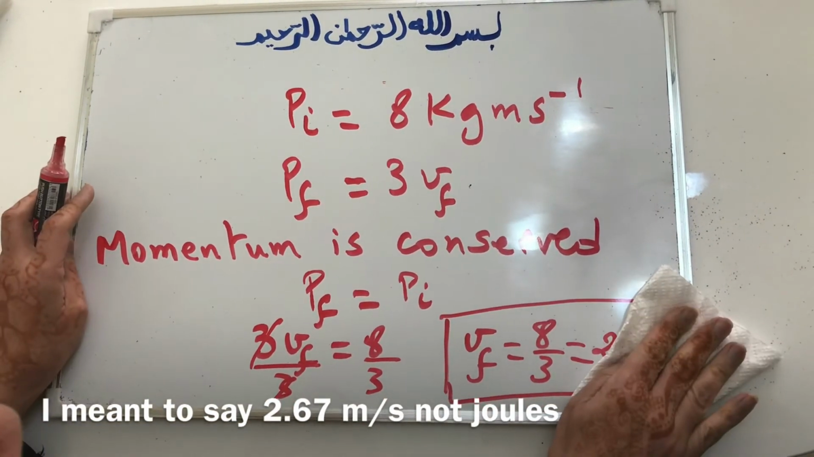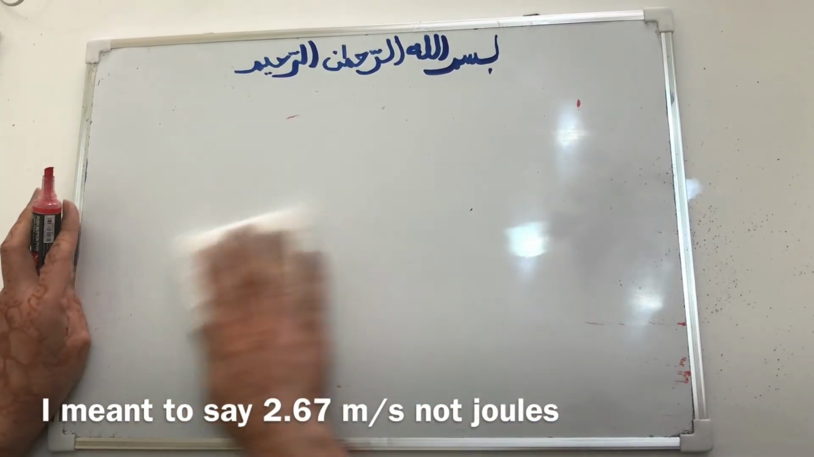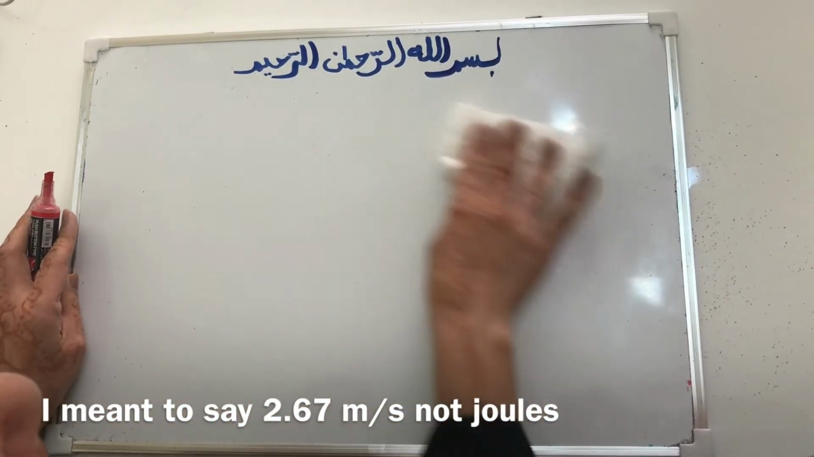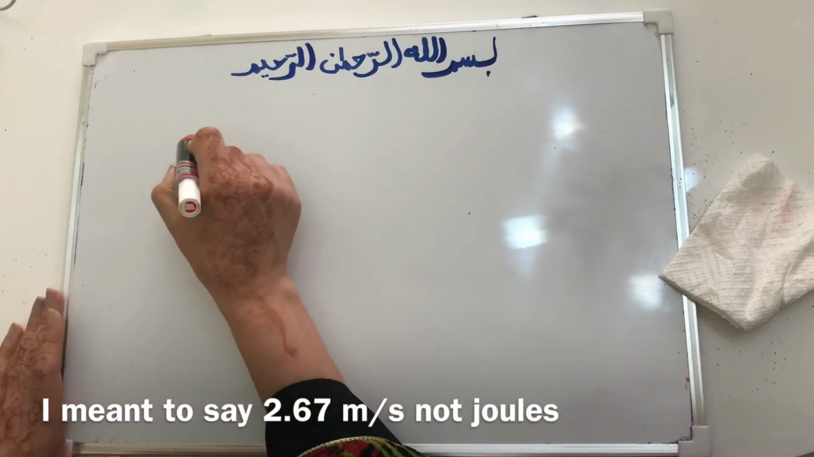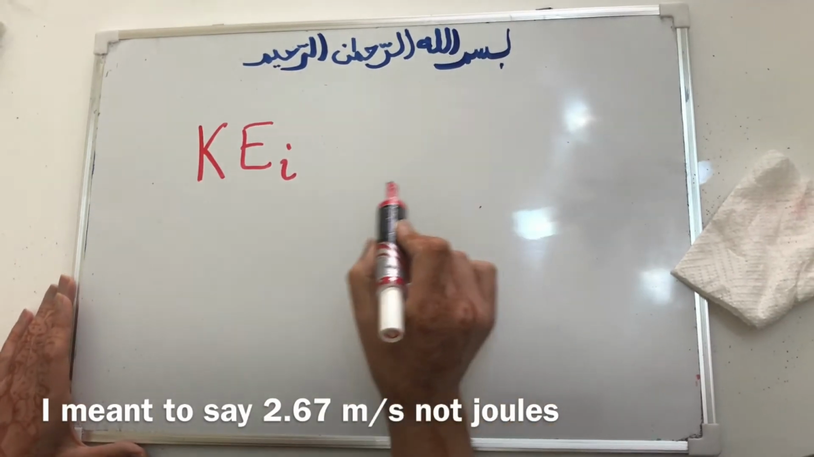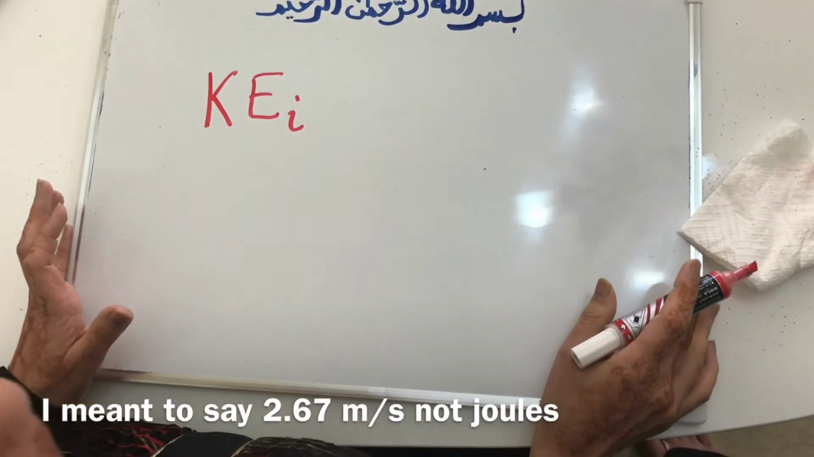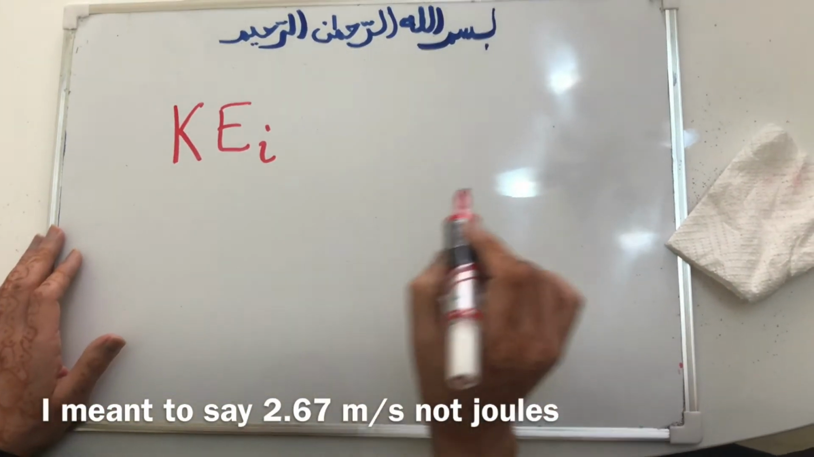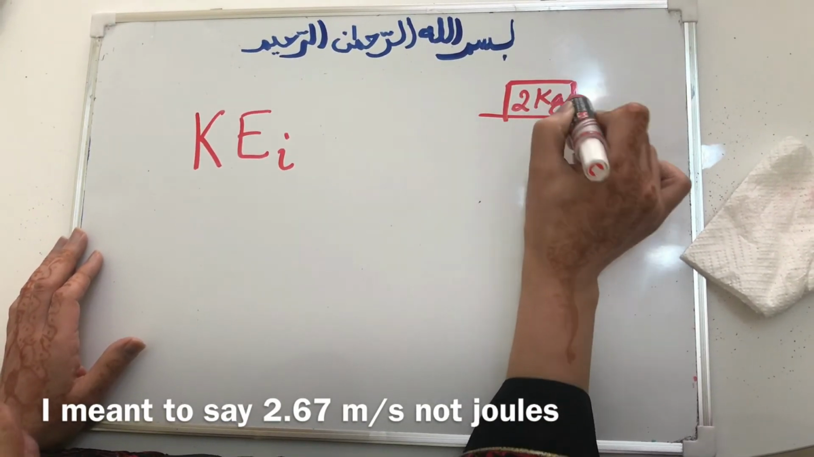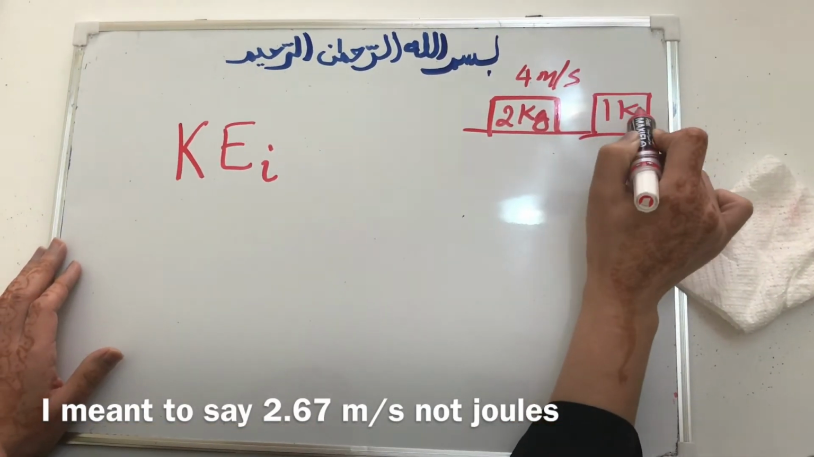Now we remember that, and we're going to see if it is an elastic or inelastic collision. So what do we need to do to see if the collision is elastic or inelastic? First of all, we need to calculate the kinetic energy initial. We also need to calculate the final kinetic energy and see if the final kinetic energy equals or is less than the initial kinetic energy. So remember the two blocks. This guy, 2 kilograms, was moving at 4 meters per second, and this 1 kilo here was not moving.